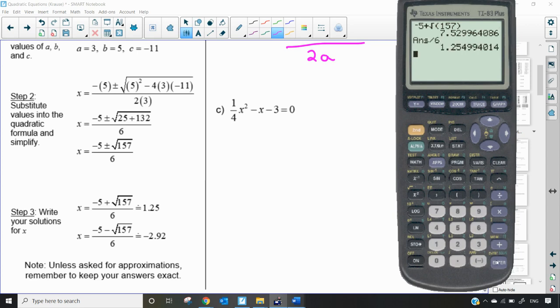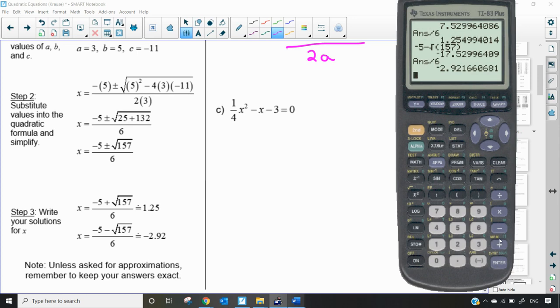Now you can absolutely put this in your calculator all in one step, but then you have to remember to put in brackets. So usually I'll put in the numerator and then I'll divide by the denominator. All right, so we have an approximation there of 1.25. Now we can retype this again, or you can pull up your old entries. With the newer calculators, you can just arrow up and grab your answer. But we just have to go in and change that plus sign to a negative. So negative 5 minus root 157, and then divide by 6, gives us negative 2.92.